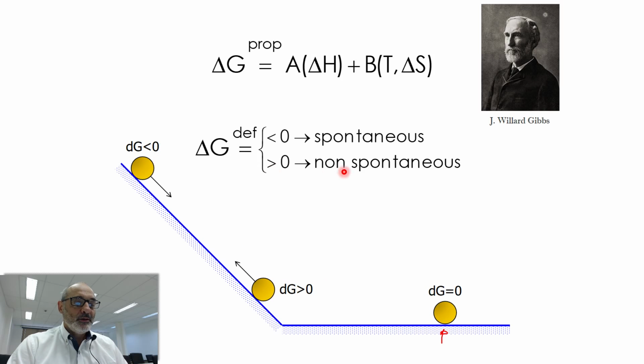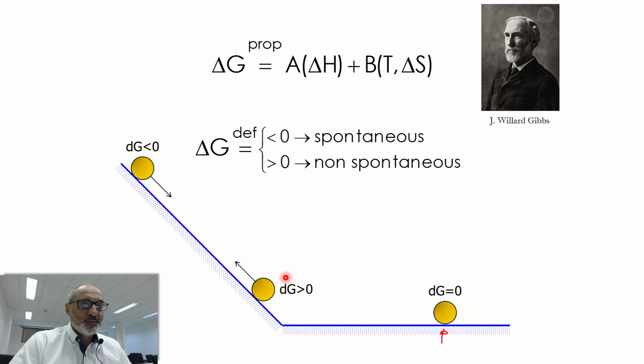So this variable that we're going to build, delta G, or G actually, G for Gibbs free energy, has to behave like this. In equilibrium, delta G is 0.